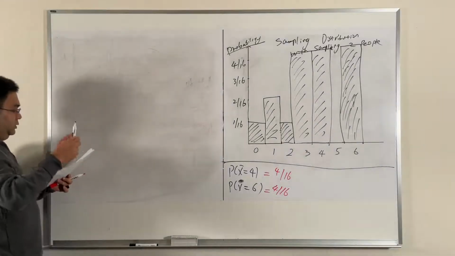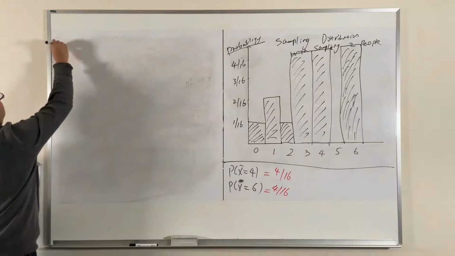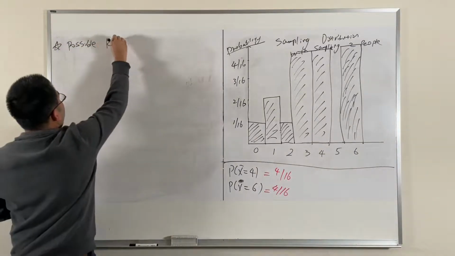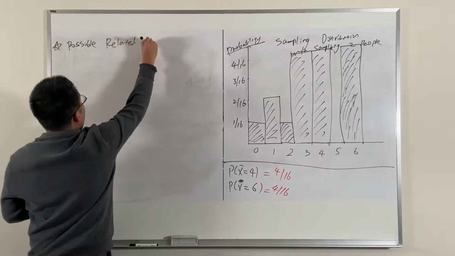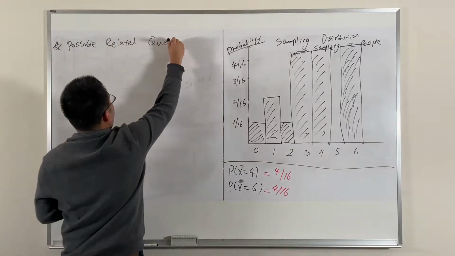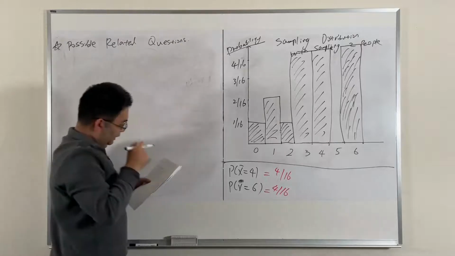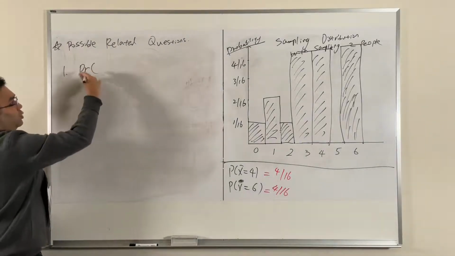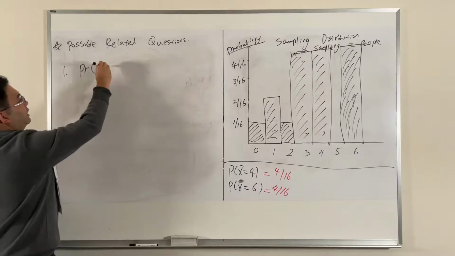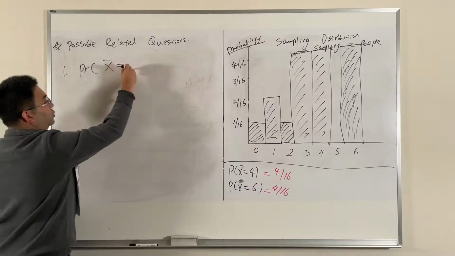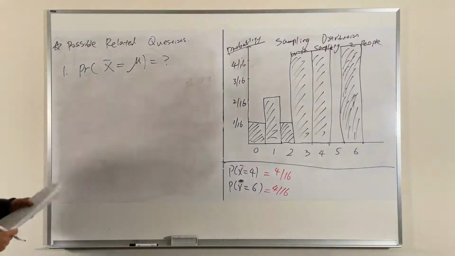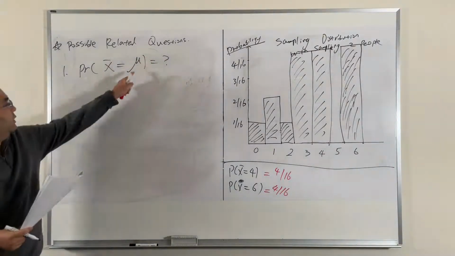Possible related questions. Okay, let's ask the first question. What is the chance, or what's the probability, that your sample mean will equal the population mean? Okay, what's the probability here? So let's get this value here.